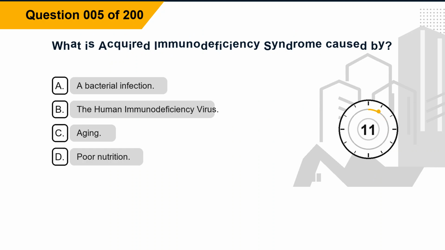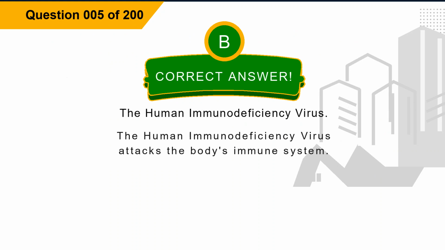Question 5. What is acquired immunodeficiency syndrome caused by? Option A, a bacterial infection. Option B, the human immunodeficiency virus. Option C, aging. Option D, poor nutrition. The correct answer is option B, the human immunodeficiency virus. Explanation. The human immunodeficiency virus attacks the body's immune system.